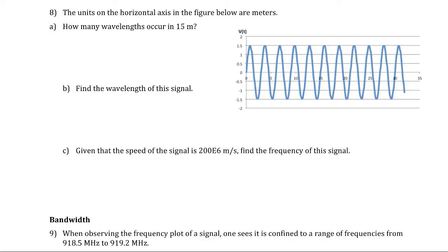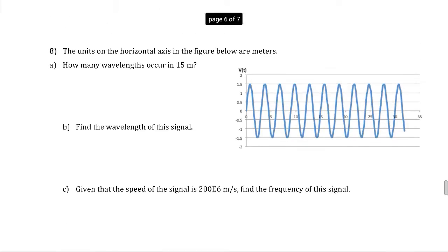Okay, in this example problem, I'm going to look at the graph shown here. It says the units on the horizontal axis of the figure below are in meters. So I'm going to go ahead and label that as an x-axis in meters. And I guess this should be v as a function of x instead of v as a function of t. Sorry for the typo there.